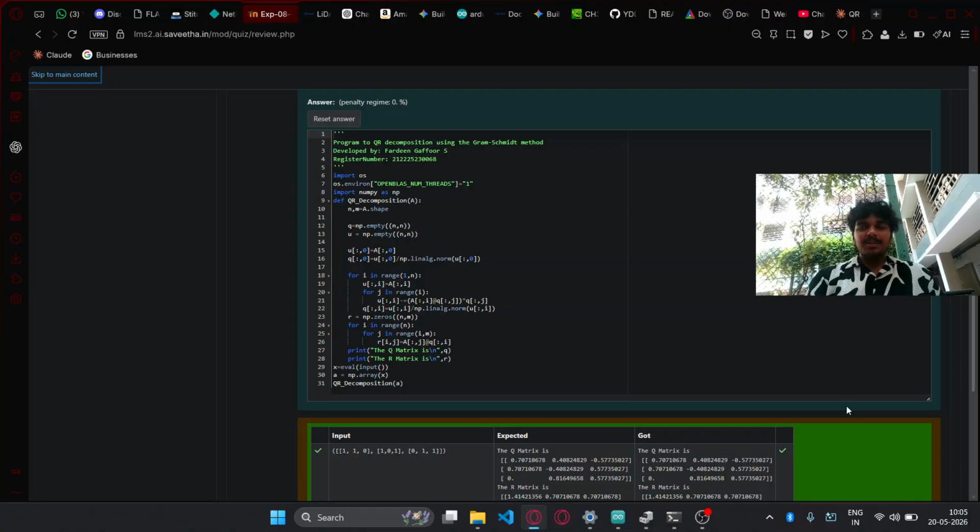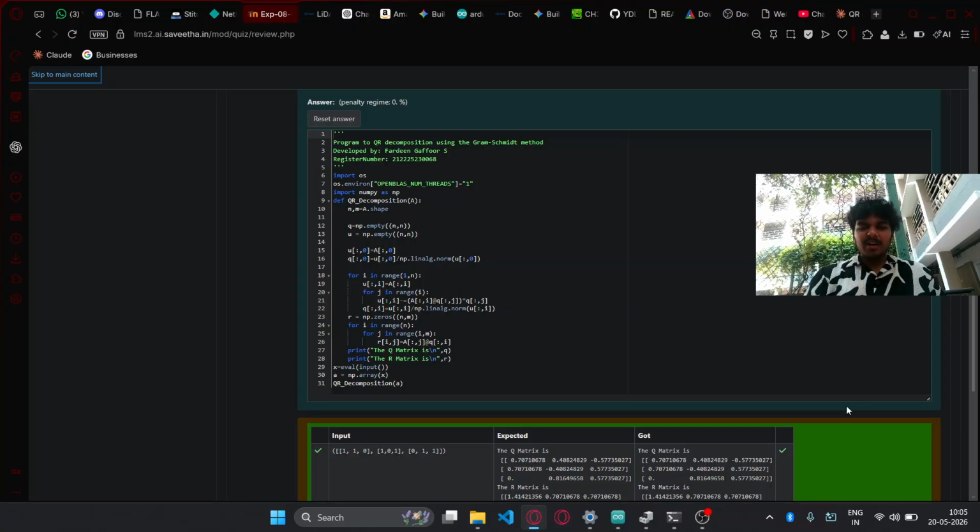Now let's start with the bigger picture. What is QR decomposition? It is a way of breaking down any given matrix A into the product of two special matrices called Q and R. Q is what we call an orthogonal matrix. What that means is that all its columns are perpendicular to each other and each column has a length of exactly 1. We call these unit vectors. R, on the other hand, is an upper triangular matrix, meaning all the values below the diagonal are 0.